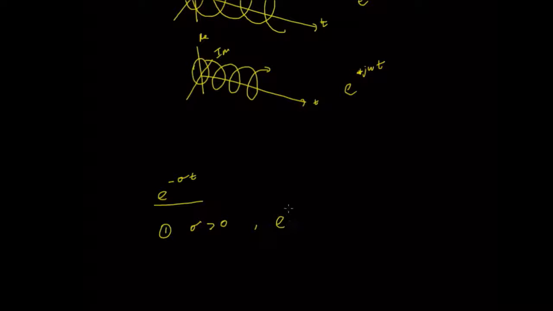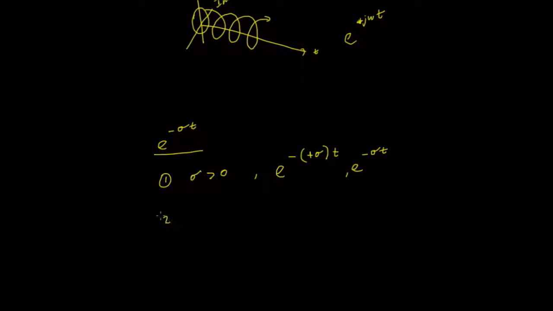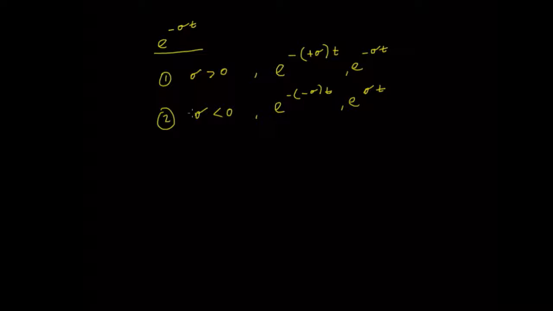Okay, so for example we'll have e to the minus sigma t. Now if sigma is greater than 0, it's just a positive sigma times t, which is just e to the minus sigma t. The second case is if sigma is less than 0. Then sigma is now always negative, so you have e to the minus, and the two negatives cancel out, so you end up with e to the sigma t. We're interested in what happens whenever t tends to infinity in both these cases.